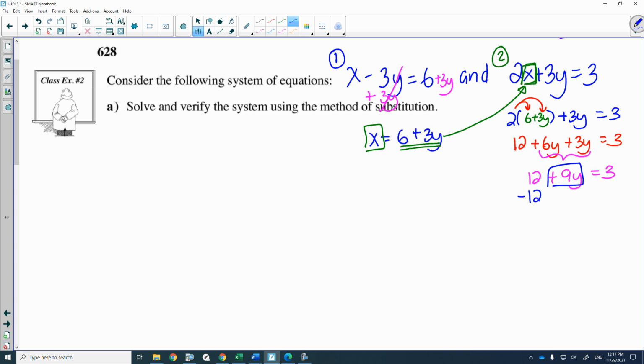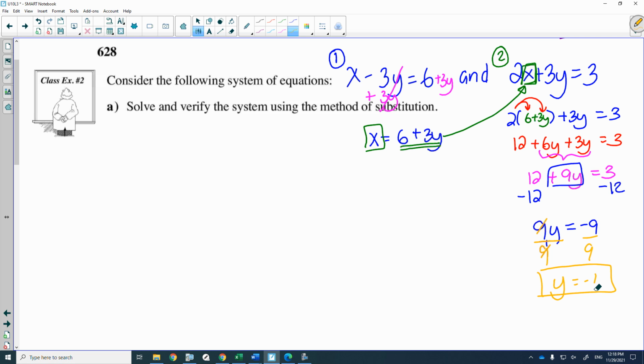Get rid of that 12. 3 minus 12 is negative 9. And then get rid of the 9 in front of the y. What am I doing? Get rid of the 9. And what is y equal to? Yes. Y is equal to negative 1. You've just figured out what y is.